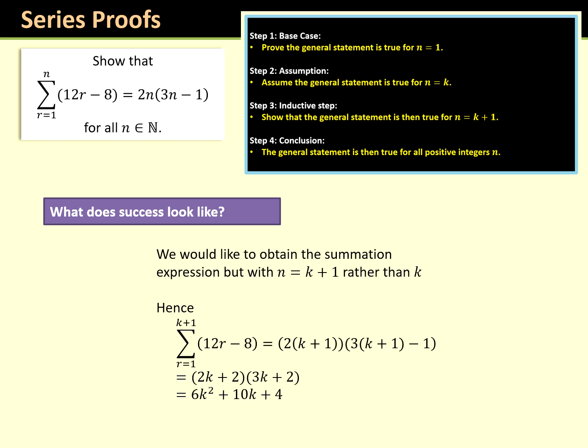So at this point, it's probably a good idea just to ask, what does success look like? How will we know that we've actually got the right answer? What we're aiming to obtain is the same summation expression, but with n equals k plus 1 rather than k. And that's why we're using k rather than n, because we're looking for something slightly different. So where we had 2n, 3n minus 1 before, if we substitute n as k plus 1, we get 2 lots of k plus 1 multiplied by 3 lots of k plus 1 minus 1. And if we simplify that, we get the expression 6k squared plus 10k plus 4. If we achieve that when we're looking at the k plus 1 sum, then we know that we've achieved our goal.